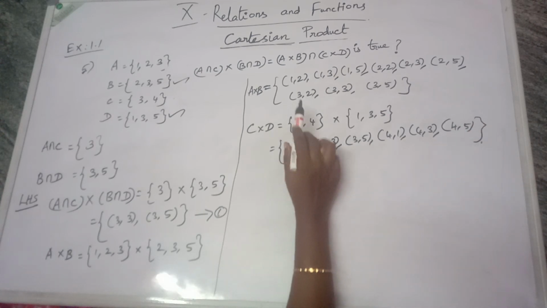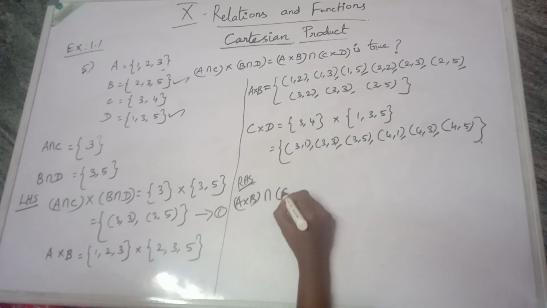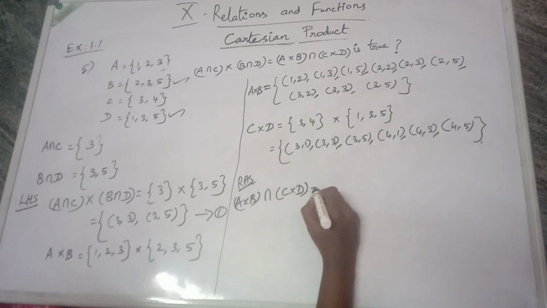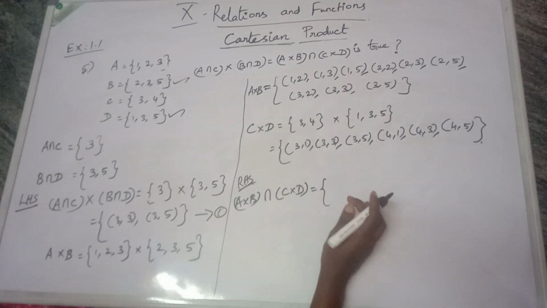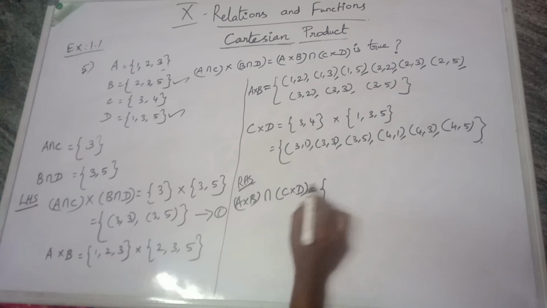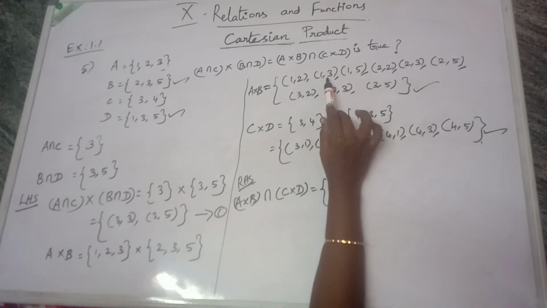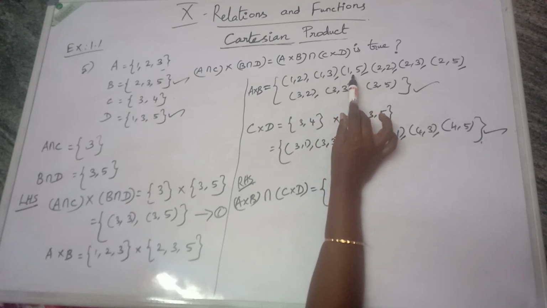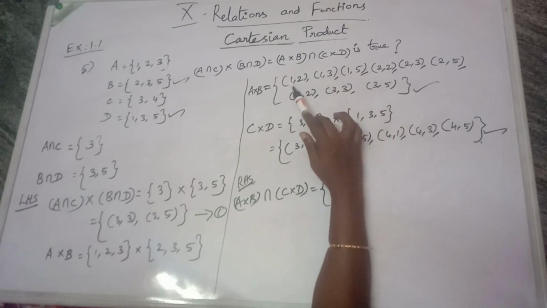So what is the right hand side? The right hand side is A cross B intersection C cross D. Intersection means we should collect the common elements of these two sets, A cross B and C cross D. A cross B is here, C cross D is here. See, 1 comma 2, 1 comma 3, 1 comma 5: the first coordinate is 1, and here there is no first coordinate 1. So these three are not common.